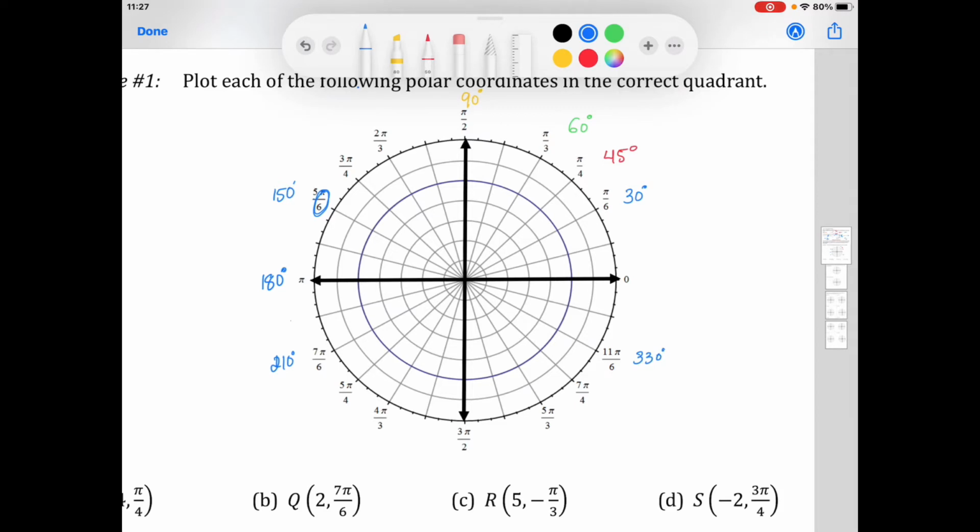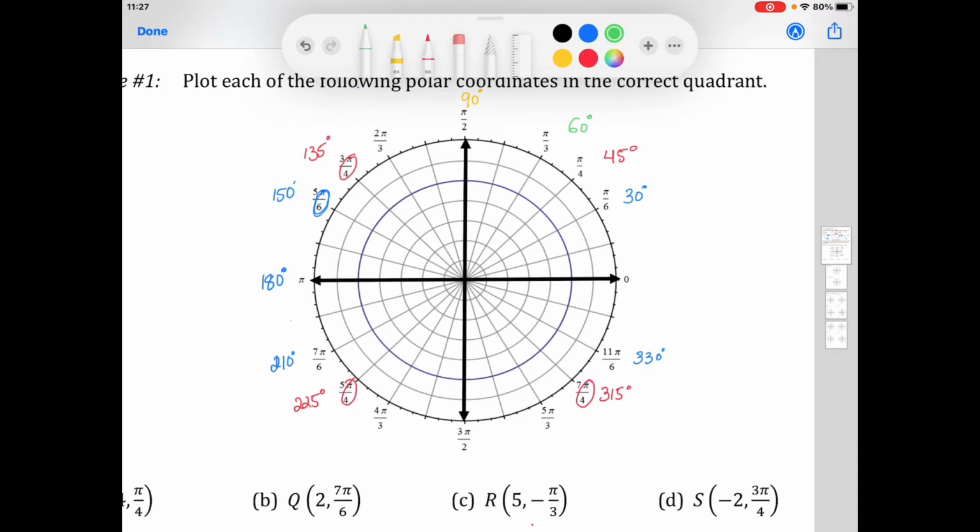And 11 times 30 is 330 degrees. So look here, we already got those angles. Now we're going to talk about the pi over 4 family. That's 45, so this is pi over 4. 3 times 45 is 135 degrees. Then 5 times 45 is 225 degrees. 7 times 45 is 315 degrees.